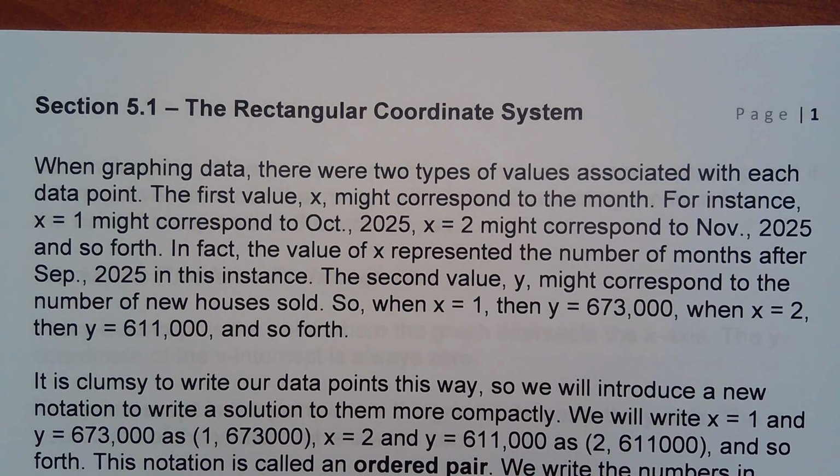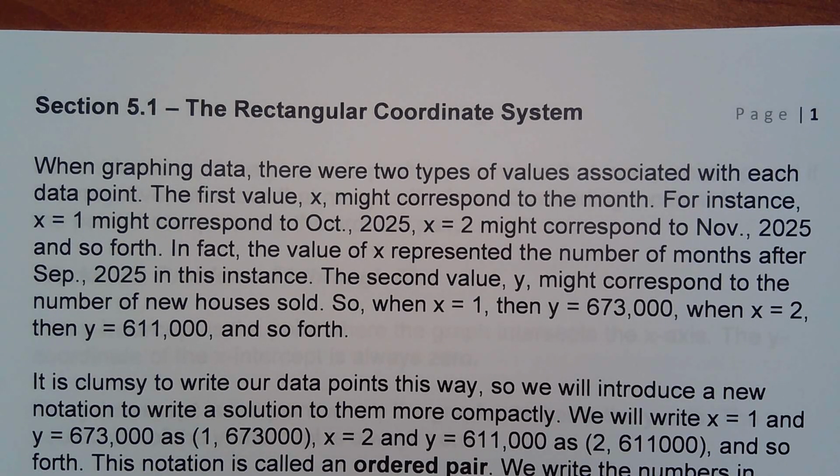When graphing data, there are two types of data associated with each data point. The first value, x, might correspond to the month. So for instance, x equals 1 might correspond to October of 2025, x equals 2 might correspond to November of 2025, and so forth. In fact, the value of x represents the number of months after September 2025 in this instance. The second value, y, might correspond to the number of new homes sold. So when x equals 1, y might be 673,000.